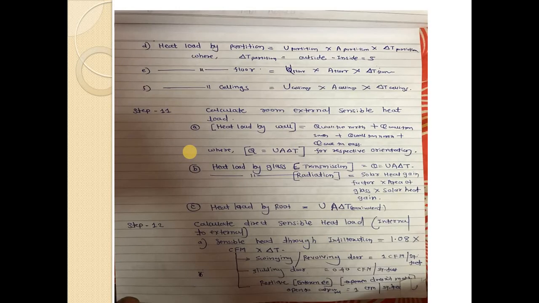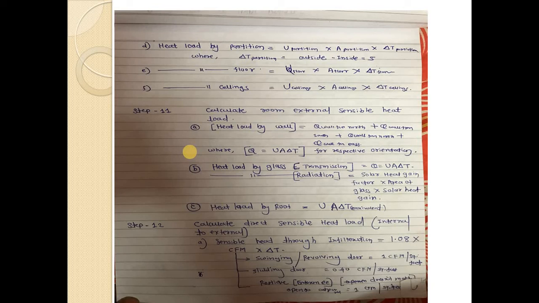Now the second way you have to calculate the sensible heat, that is heat load by partition, which we must consider, and the formula is U of that partition, meaning overall heat transfer coefficient of that partition, into area of that partition, into equivalent temperature difference of that partition. You will get the answer directly. So this is again heat load with the help of the sensible heat factor that we have to calculate.